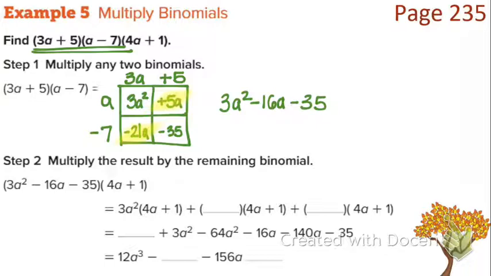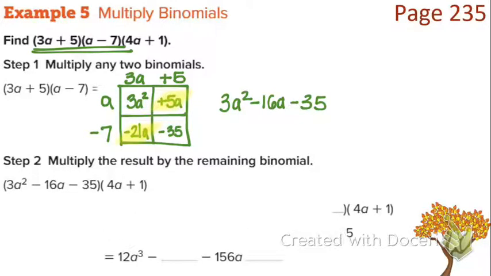So the first step is to pick any 2, make a box. And now we're going to make a second box. Now the second box we make is going to be a little bigger. Because this time, see how we're multiplying? This is the answer that we got in step 1. So everybody notice, this is what we got in the first step. Now we have to take the answer we got and multiply it by the 4a plus 1.